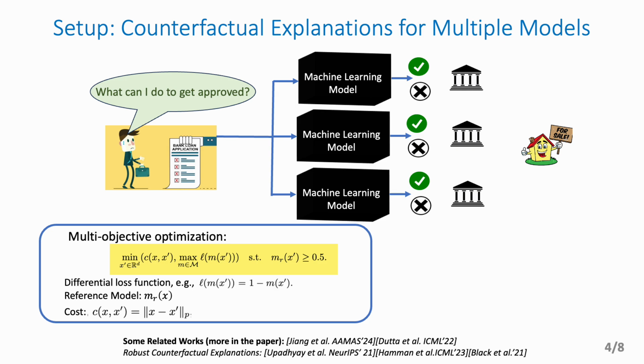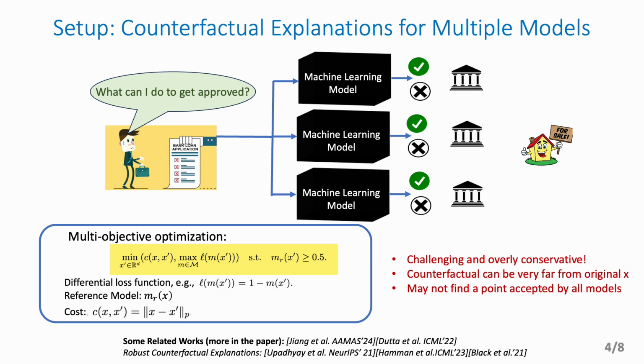However, this kind of an optimization can be challenging and overly conservative. Even if we find a counterfactual that satisfies all the models, it can be very far from the original point x. And there may be scenarios where we may not even find a point that is accepted by all models.